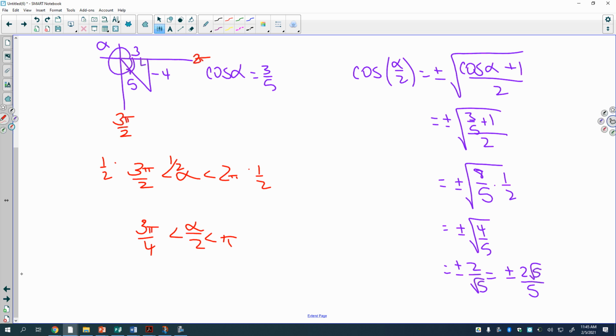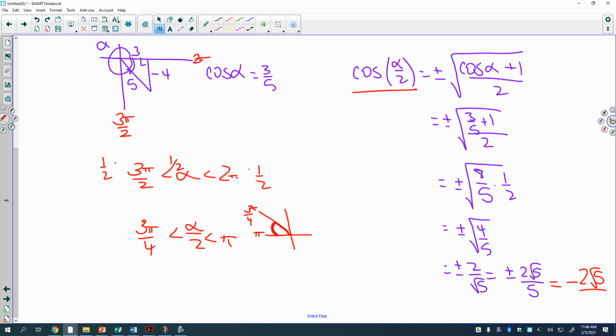What I need to think about is, on my unit circle, 3 pi over 4 is right here and pi is right here. So this is saying my half alpha falls somewhere in between here. I don't know where exactly, and I don't really care where. I just want to know that it's in the second quadrant, and cosine is negative in the second quadrant.